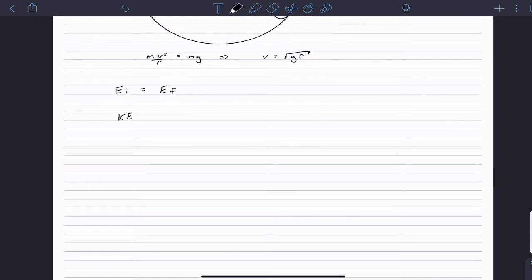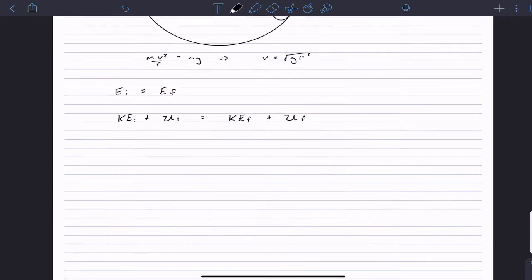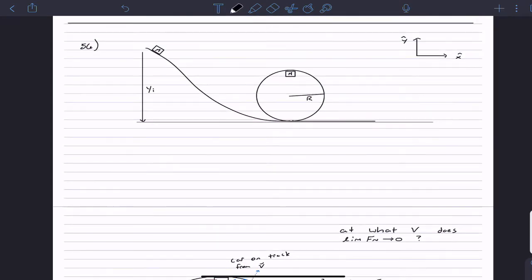So we have KE initial plus U initial is equal to KE final plus U final for this car rolling around the track. If we take a look at our diagram again, our initial kinetic energy is 0. We're just going to release this thing from rest. So now we have mg y initial. That's the height, that's what we're trying to find. So that's pretty convenient, that's just going to be on the left side.